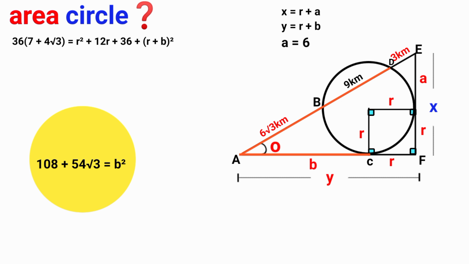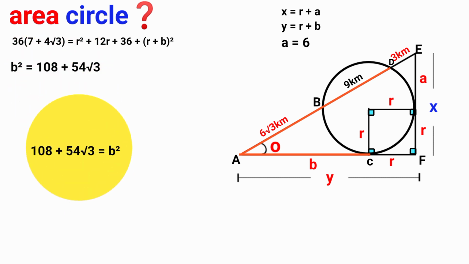Take a duplicate of the equation. 108 is the same as 12 times 9, and 54 is 6 times 9. From 12 times 9 plus 6 times 9 root 3, 9 is common. We factor it out, so it is 9 times (12 + 6 root 3). Take the square root of both sides. Here the square root of b squared is b, while here the square root of 9 times (12 + 6 root 3) is 3 times the square root of (12 + 6 root 3). Now what is the square root of 12 plus 6 root 3?